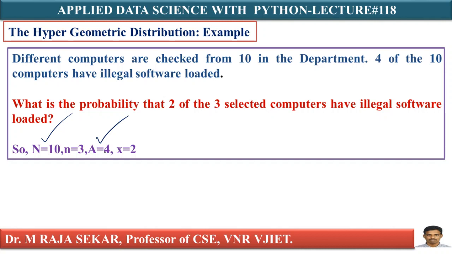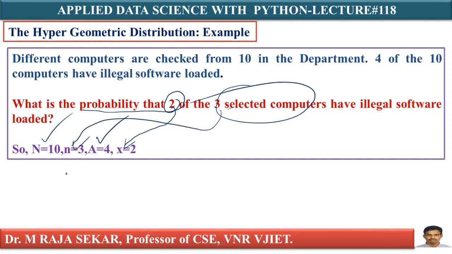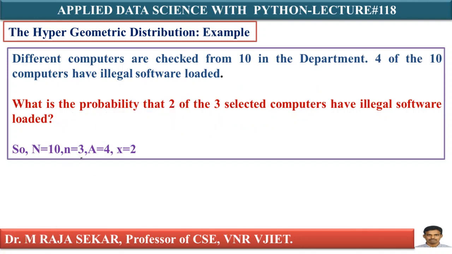What is the probability? What's the question here? What is the probability that 2 of the 3 selected computers? What does it mean? You have to find the probability for 2, which means small x equal to 2, where x is the number of successes in sample. What is my sample size? Small 3 is the sample size. Small n equal to 3. First you must understand these variables. What is the probability that x equal to 2 of the 3 selected computers will have illegal software loaded? So your x equal to 2.